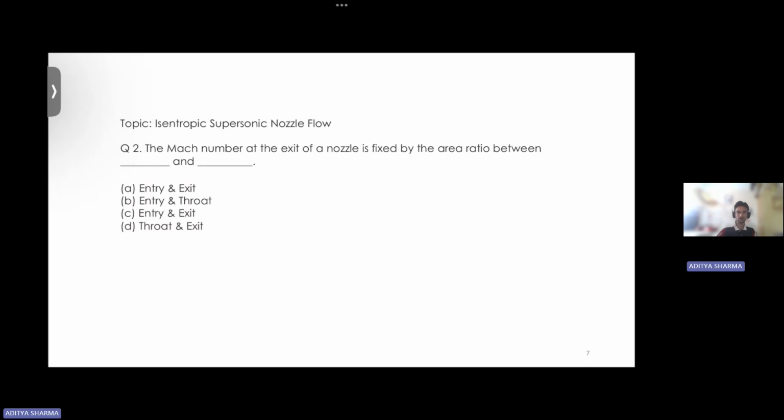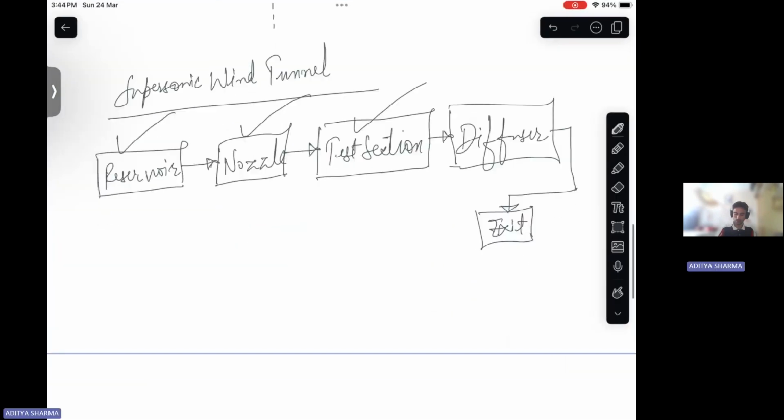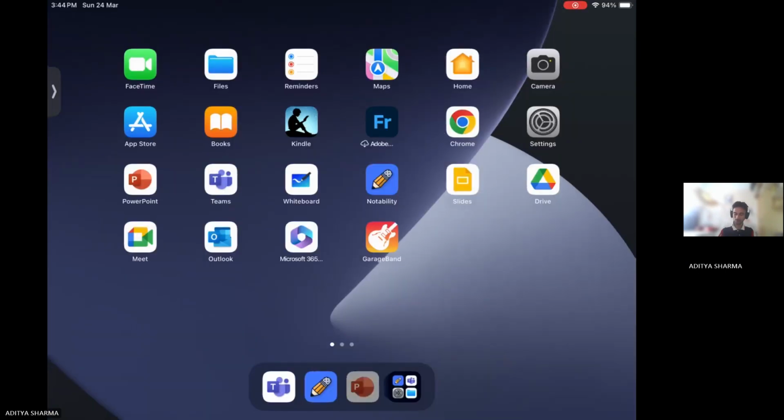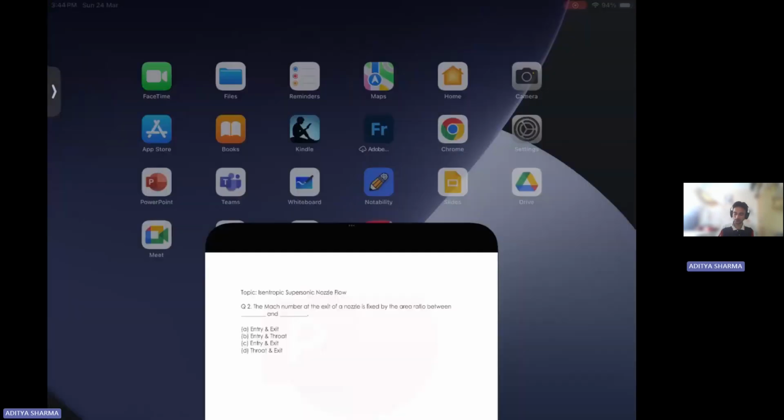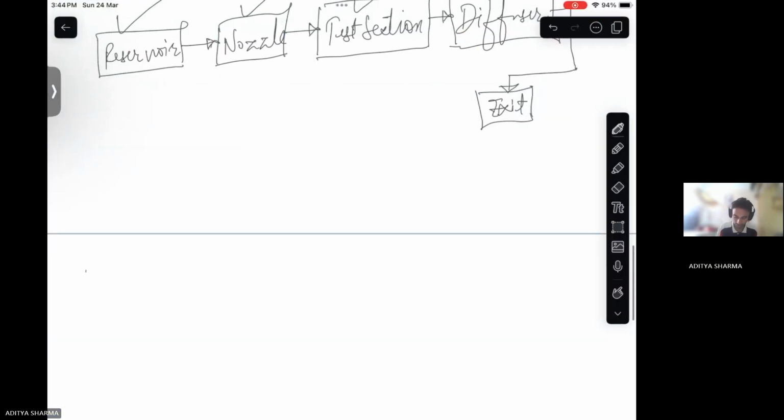This question is basically based on an expression, a formula. So let's write down this formula for question number 2. We have this formula.